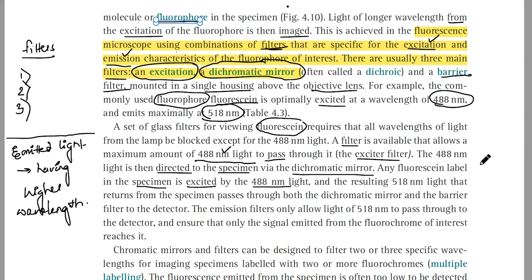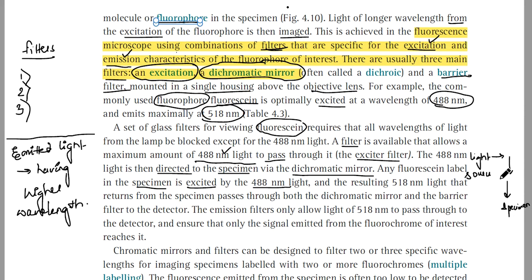Okay, so that means if you just have seen the picture above, from the light source through several filters, it is going via the objective lens onto the specimen. So if the specimen is having the fluorescence, then what happens? Then the filters allowed only 488 nanometer of light to pass through to the specimen. Clear? Now since the specimen is having fluorescence, it is emitting light of what wavelength? It is emitting light of wavelength 518 nanometer.